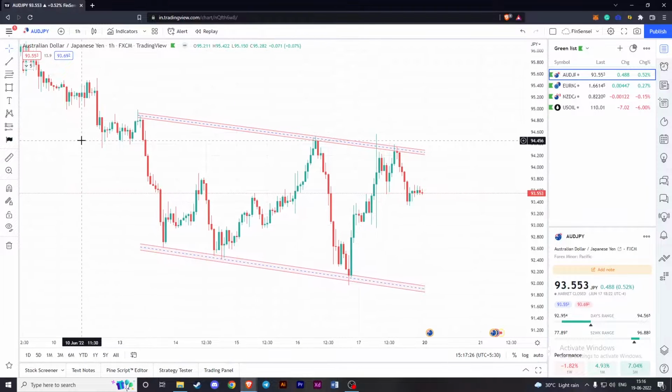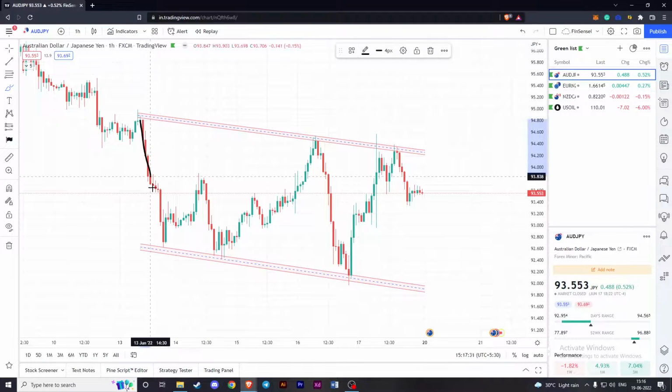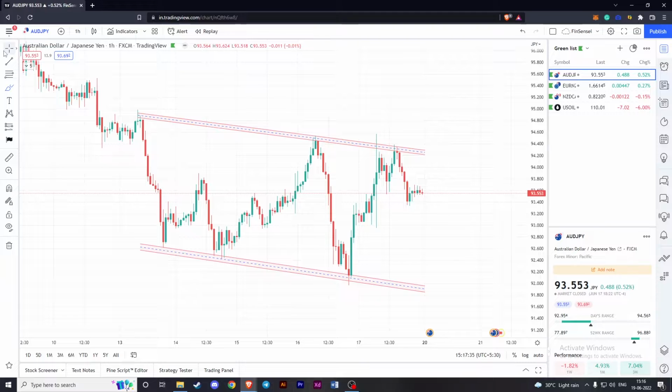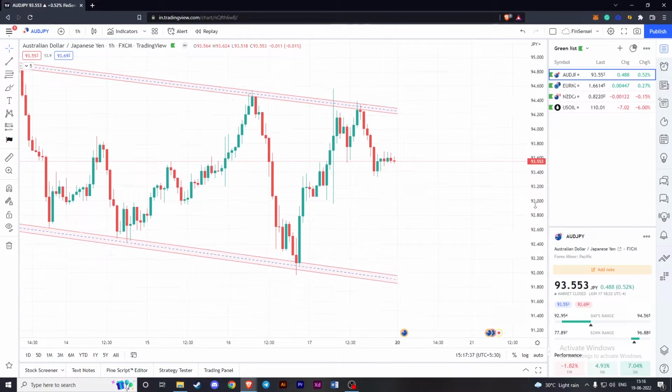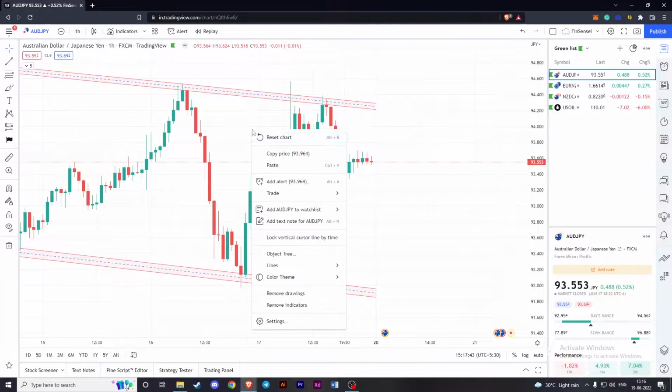The first pair we have today is the Australian dollar versus the Japanese yen. As you can see, the recent price action suggests that the price has been moving in a range-bound market. Also, on the last trading session, the price took resistance from the upper range after forming an evening star candlestick pattern.